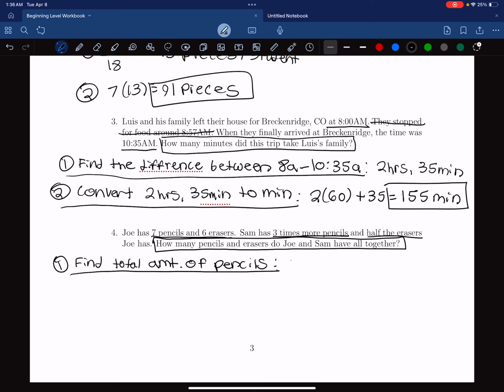So to do that, we know Joe has 7 pencils, so let's write that down. And we also know Sam has 3 times more pencils. So we're going to add 7, and then because Sam has 3 times more, we're going to multiply that 7 by 3. If we do this, 7 times 3 is 21, and 21 plus 7. So we're going to write that down: 7 plus 21, that's 28 pencils.